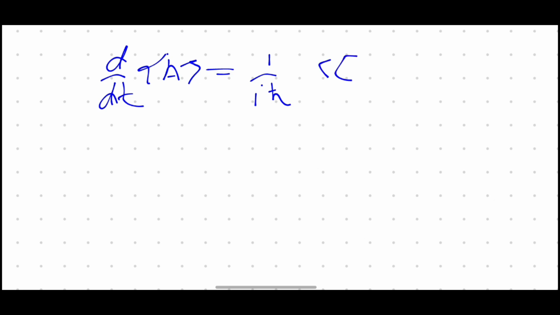where the left part indicates the time derivative of the expectation value of an operator, right? And on the right side we have 1 upon i h cut and the operator which is in commutation with the Hamiltonian. So the operator commutating with the Hamiltonian is on the right side.